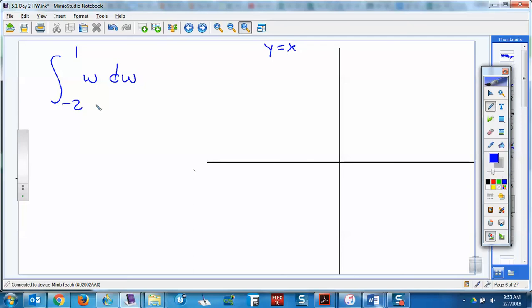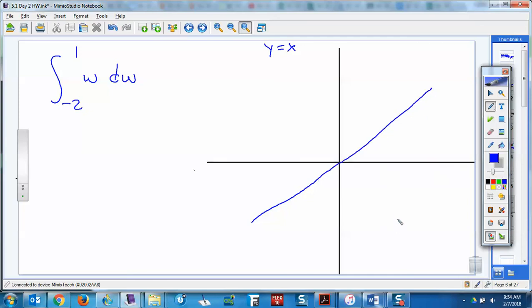It doesn't matter. Later on, we're going to have a situation where that variable is going to kind of matter, but don't worry about that till we get to that point. So with respect to W, that's just like having x dx in there. So this is the function y equals x. Sometimes the simplest ones are the most confusing.